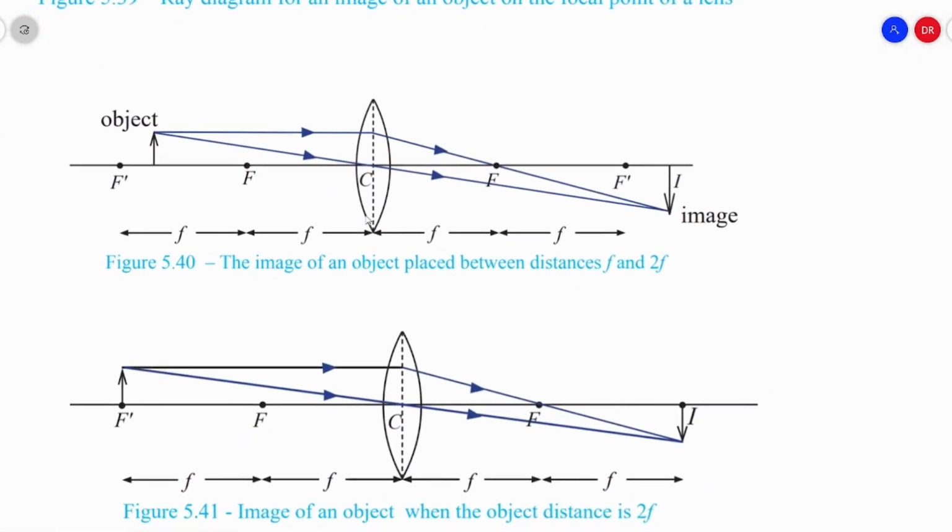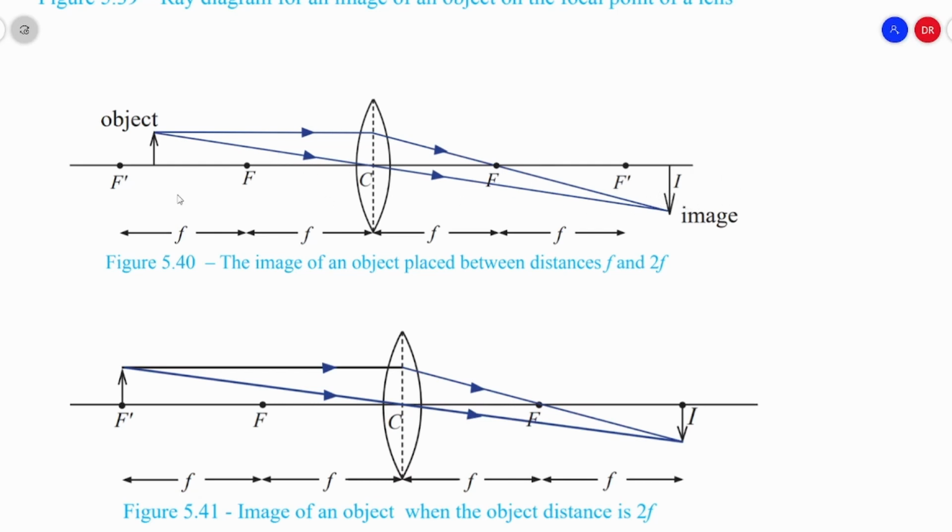Then the next one, the image of an object placed between the distances f and 2f. 2f means twice the focal length. Here again we are using the line parallel to the principal axis going through the focal point, and the second one is the line going through the optical center. Then you can observe that this object is moving away from twice the focal length point, this f dash. In this one also the image size is quite large, but it is inverted.